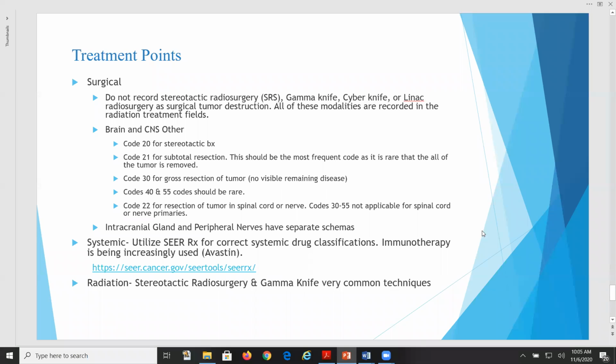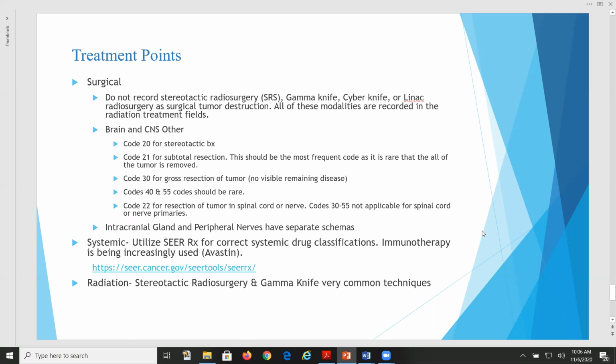A few treatment points: do not record stereotactic radiosurgery, gamma knife, cyber knife, or LINAC radiosurgery as surgical tumor destruction. All of these modalities are recorded in radiation. For brain and CNS other, some surgery code points. Code 20, we code the stereotactic biopsy as surgery code 20. Code 21 is for subtotal resection. This should be the most frequent code, as it is rare that all of the tumor is removed.